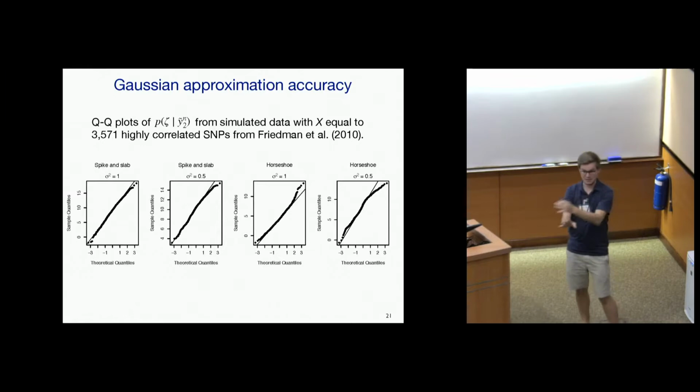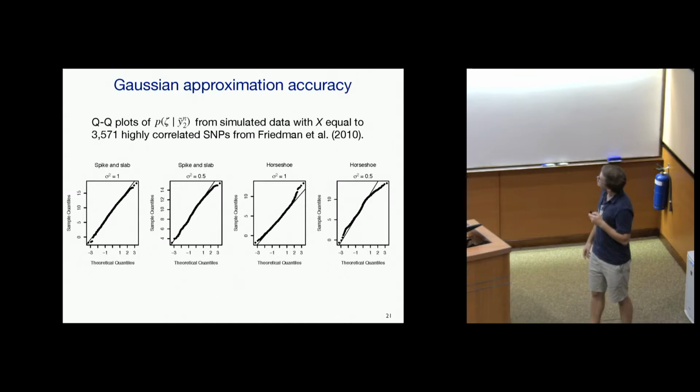We see that, in general, it looks reasonably close to Gaussian. With the spike and slab prior, the non-zero part of these betas is Gaussian by your prior specification. For the horseshoe prior, this is not the case. It's not as clear cut.